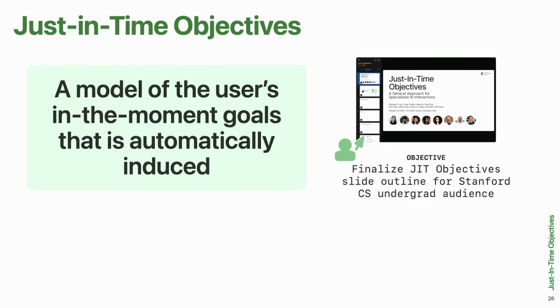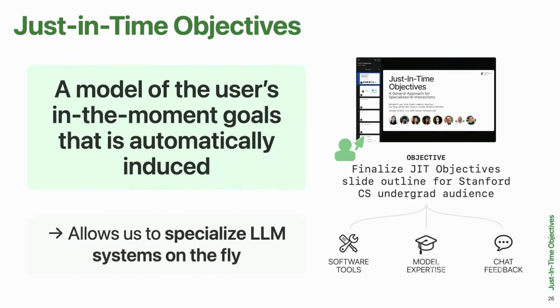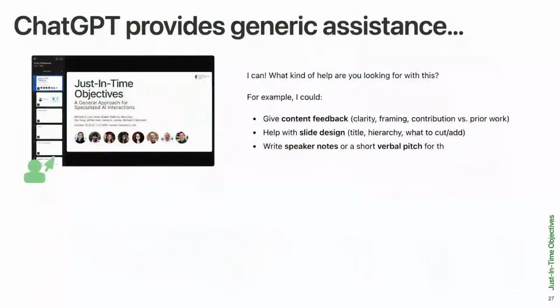And that's what we call just-in-time objectives. They're a model of the user's in-the-moment goals that's automatically induced by observing their interactions. And importantly, that allows us to then optimize LLM systems on the fly towards this type of more specialized output that users might prefer, whether we're looking at generating whole tools or individual chat feedback.